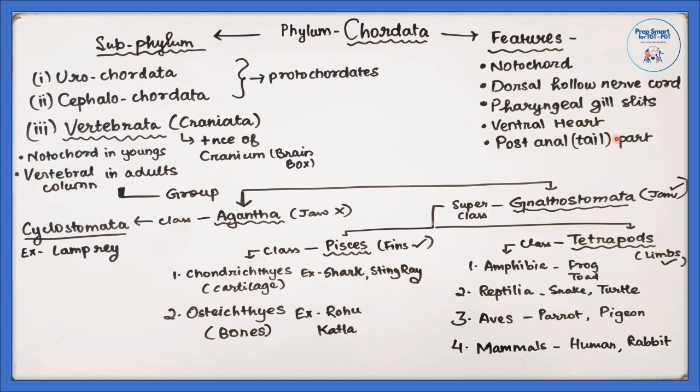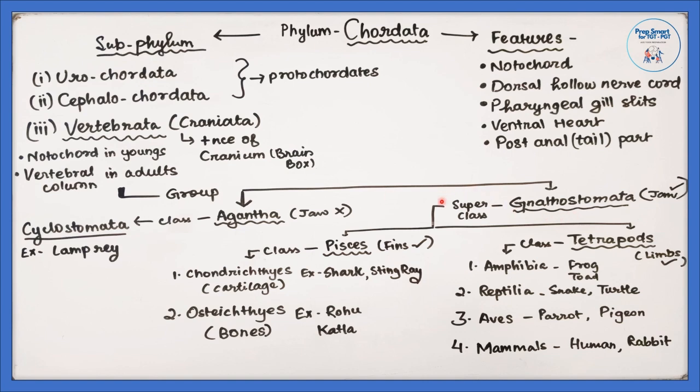According to the various features, Vertebrata is divided into two groups. These groups are divided according to the presence or absence of jaw: Agnatha and Gnathostomata. In Agnatha, jaws are absent, and in Gnathostomata, jaws are present. Okay, so talking of Agnatha, that is jaw absent, the class is Cyclostomata. An example of the Cyclostomata class is lamprey.